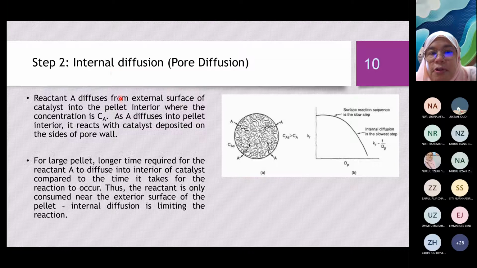But now, for the internal diffusion or pore diffusion, when the mass transfer from the external surface to the internal surface is slow compared to the reaction at the external surface, therefore pore diffusion is limiting the reaction. Pore diffusion or internal diffusion will limit the reaction.